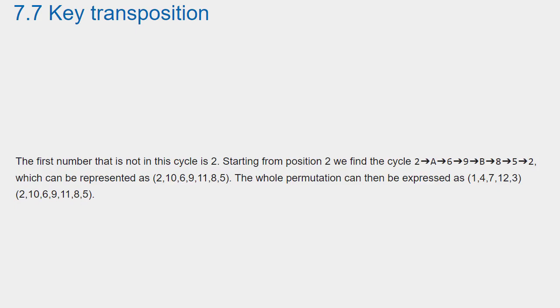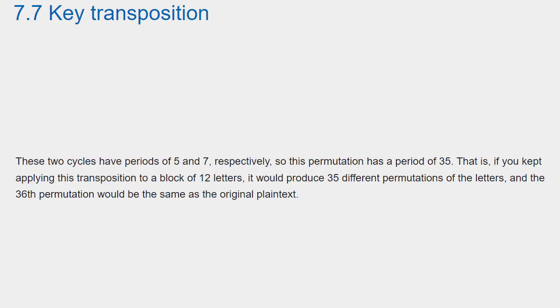The first number that is not in this cycle is 2. Starting from position 2, we find the cycle 2 to A to 6 to 9 to B to 8 to 5 to 2, which can be represented as 2, 10, 6, 9, 11, 8, 5. The whole permutation can then be expressed as brackets 1, 4, 7, 12, 3, brackets 2, 10, 6, 9, 11, 8, 5. These two cycles have periods of 5 and 7 respectively, so this permutation has a period of 35.